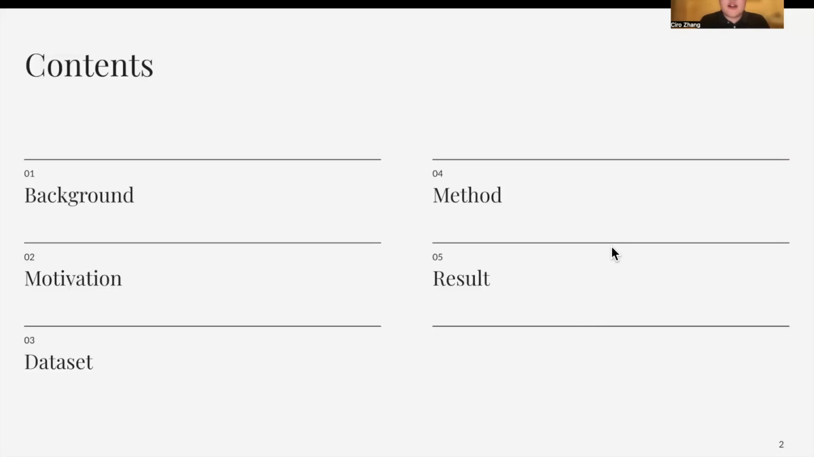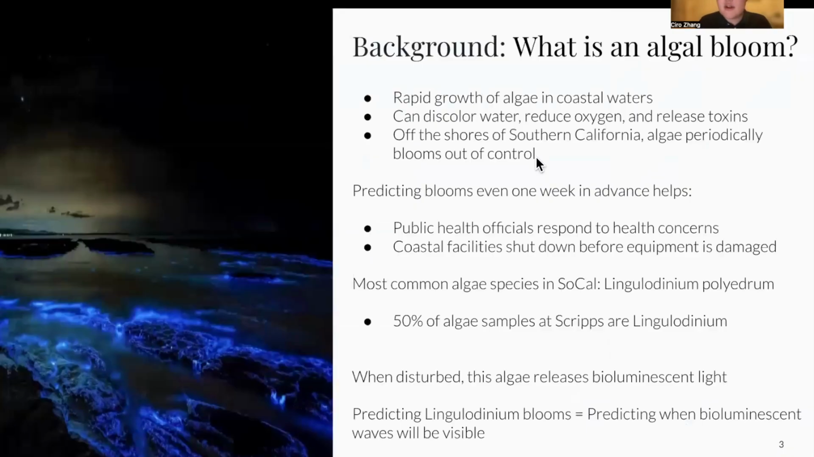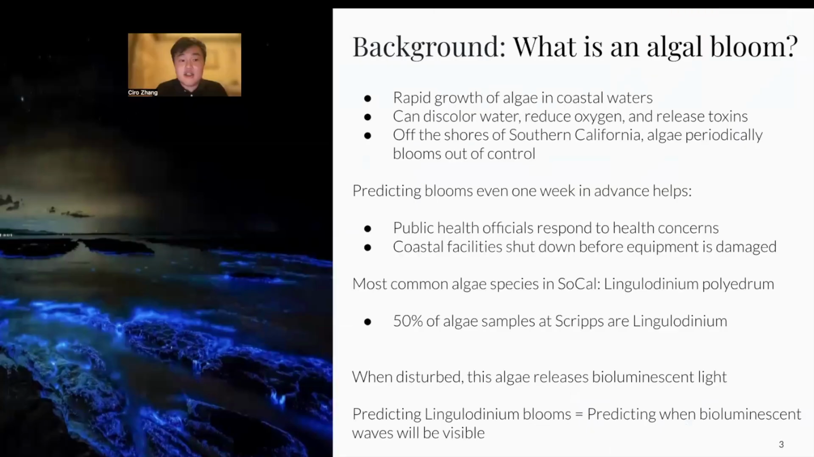So, a bit of a table of contents. We will first go over the background behind our project, like what is an algae bloom and the motivation, our approach to this project and the reasoning behind it, the data set we use for our project, the method, what we actually did for the project, and the results, our actual findings for the project. So, a bit of an introduction to the project background.